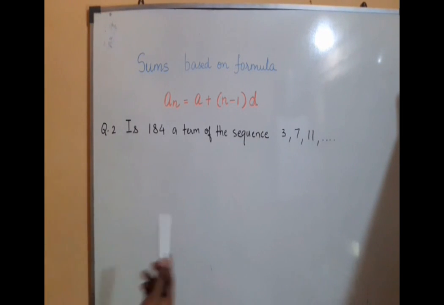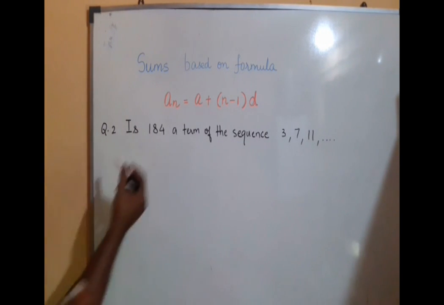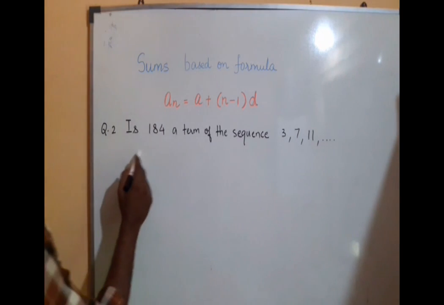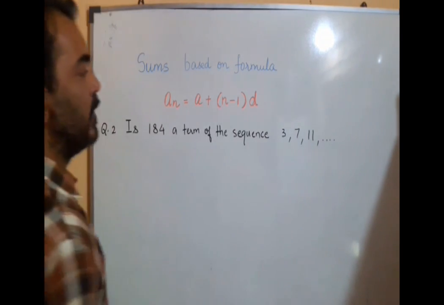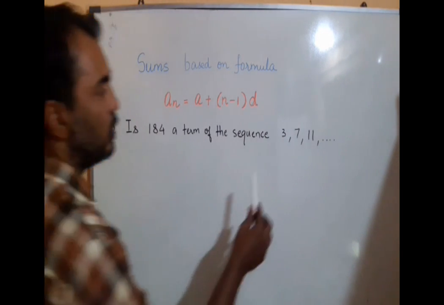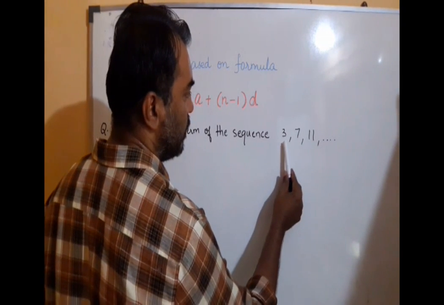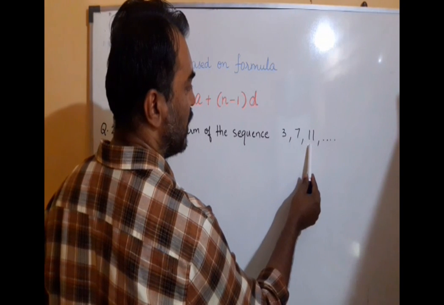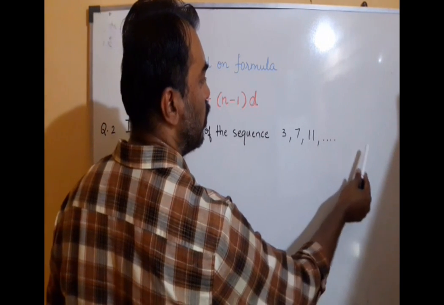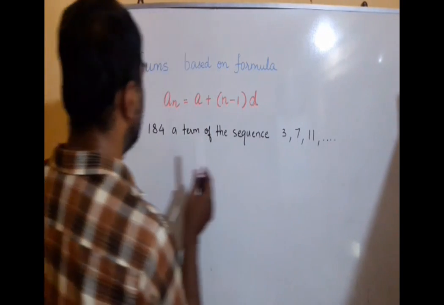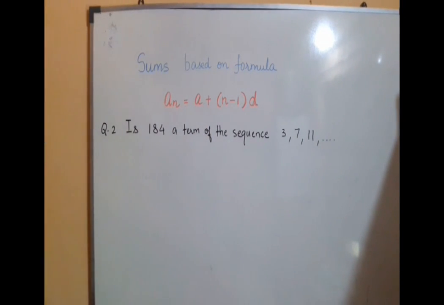So now we've got another example for you. This example is asking, is 184 a term of this sequence? Look at this sequence: 3, plus 4, 7, plus 4, 11, plus 4, 15, and we go on. Do we have the term 184 in that sequence is what we are supposed to find out.